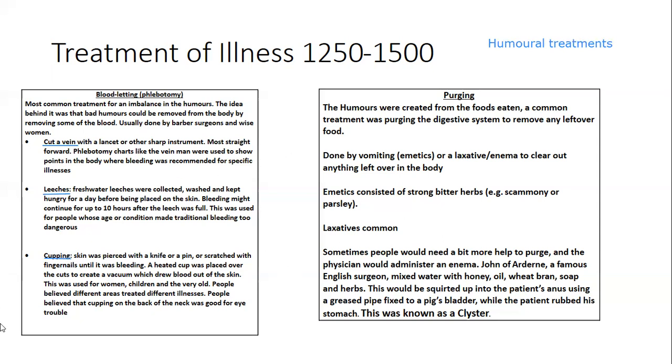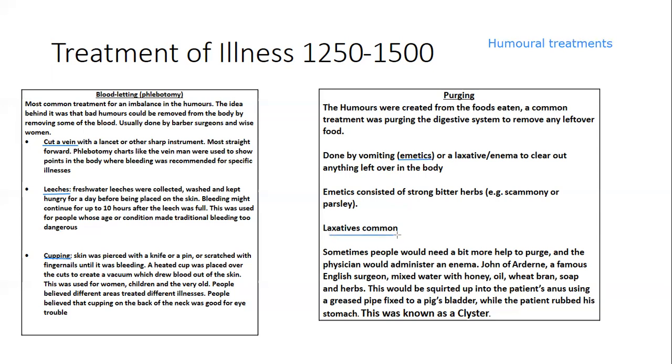Then you've got purging. So a lot of people also believed that the four humours were imbalanced because of what you eat. So the way to do this is by purging your digestive system to get rid of any leftover food. You could do that through vomiting, and this was called an emetic. This is where you could take a herbal remedy to make you vomit. Now, you had to be careful there because it could be poisonous, so you had to vomit quickly. You had emetics there which used strong bitter herbs, so scammony or parsley. The bitterness would make you vomit.